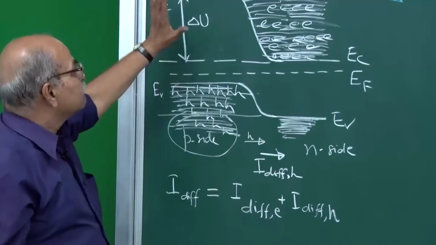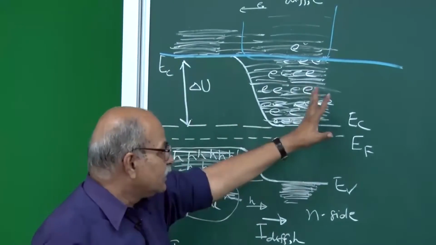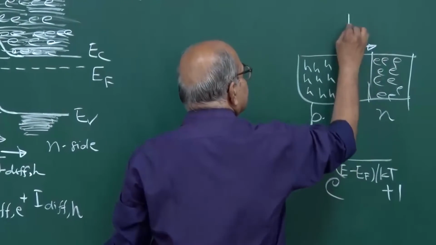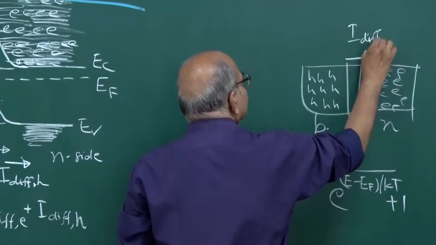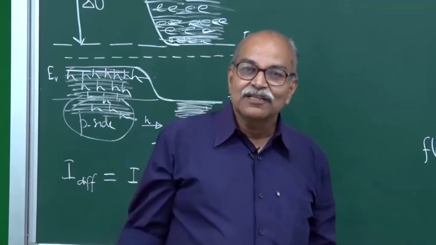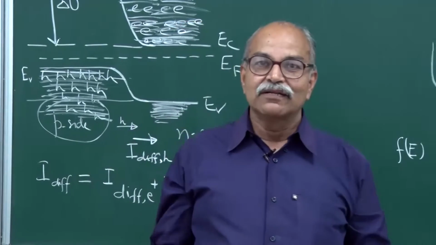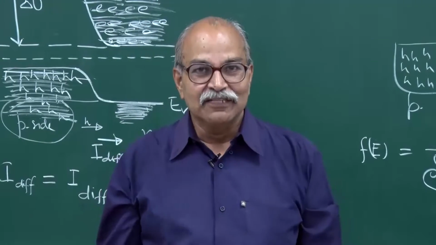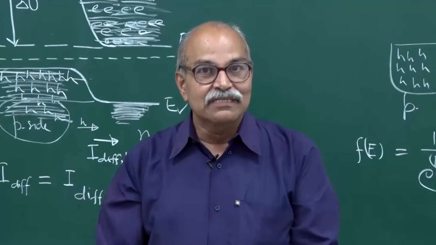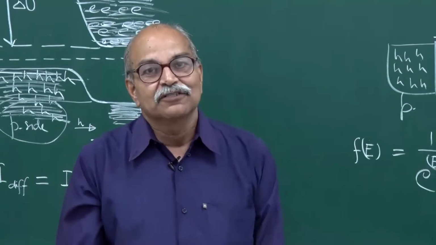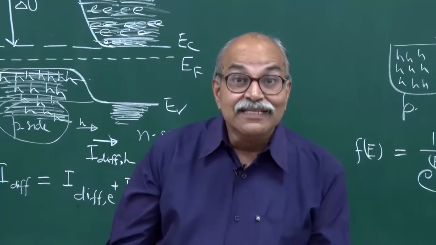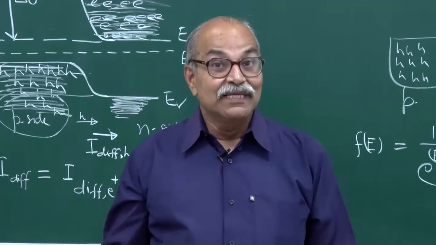So you have a current from p side to n side. In this diagram, you have a current in this direction, I diffusion. But we have not connected this p-n junction to any circuit, no cell, no battery, nothing. It is just lying there on the table. So how can there be a current through this junction, through this system, without charges accumulating at some places?